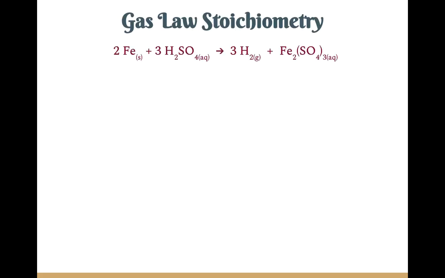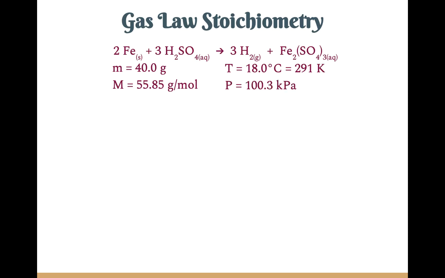So there's the reaction again. I'm just going to put down the information from the question. We have a mass of iron of 40 grams. The molar mass of iron from the periodic table is 55.85 grams per mole. We also know that the gas is at a temperature of 18 degrees Celsius, which we have to convert to Kelvin, 291. And we're told that the pressure is 100.3 kilopascals, and we need to find the volume.